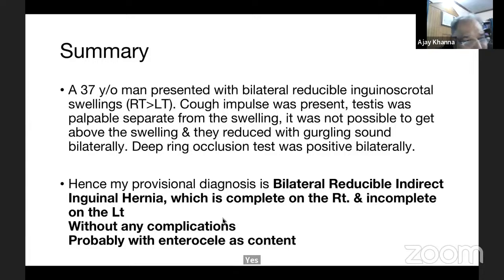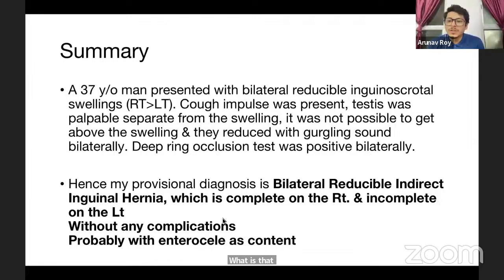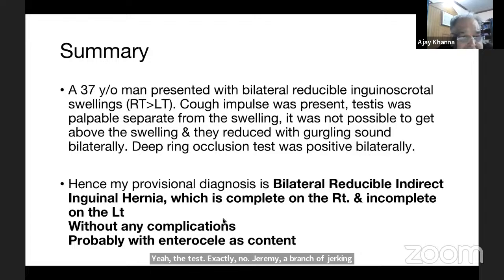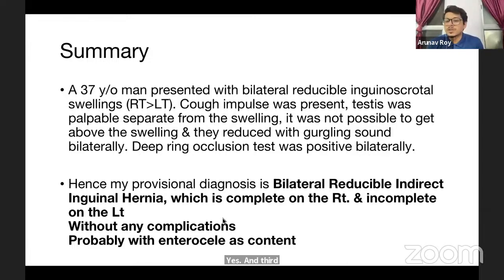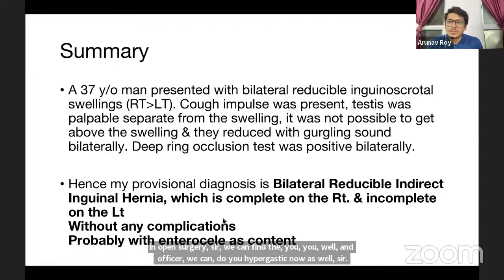What are the various nerves you encounter during the open surgery and during the lap surgery? During the open surgery, we'll encounter the ilioinguinal nerve, sir, and the genital nerve, the genital branch of the genitofemoral nerve, sir. 3 nerves in open, 3 nerves in lap. In laparoscopic surgery, sir: lateral cutaneous nerve of thigh, femoral branch of genitofemoral nerve, as well as the femoral nerve, sir. And in open surgery, sir, we can find the ilioinguinal nerve, the iliohypogastric nerve as well, and the genital branch of the genitofemoral nerve, sir. Right.